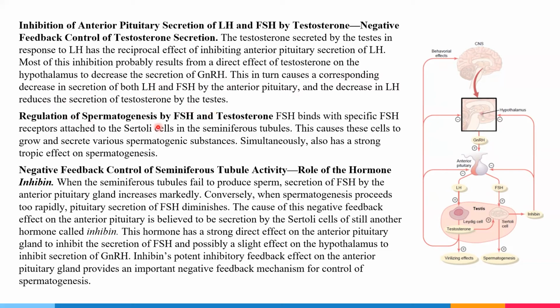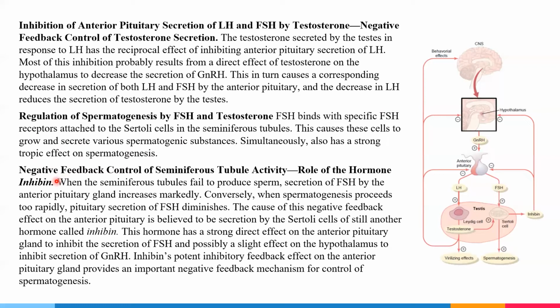Regulation of spermatogenesis by FSH and testosterone. FSH binds to specific FSH receptors attached to the Sertoli cells in the seminiferous tubules. This causes these cells to grow and secrete various spermatogenic substances. Simultaneously, testosterone also has a strong tropic effect on spermatogenesis.